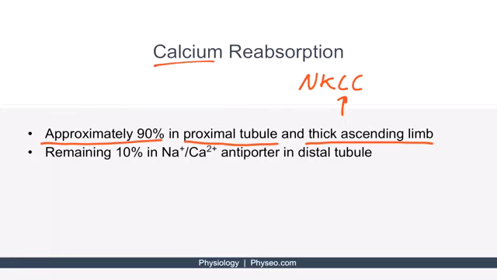So how then does this pump increase the reabsorption of calcium? As sodium, chloride, and potassium are reabsorbed, more potassium leaks back into the urine, which creates a net positive charge. This creates a gradient that favors the reabsorption of calcium through the paracellular space. And this is discussed in detail in the first lecture on the nephron. The remaining 10% of calcium is reabsorbed in the distal tubule using a sodium-calcium exchanger.